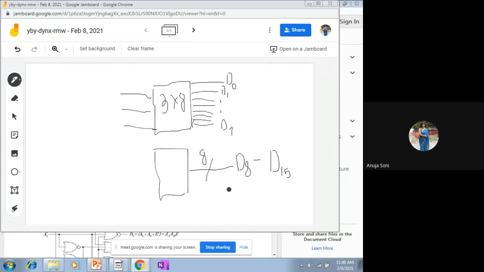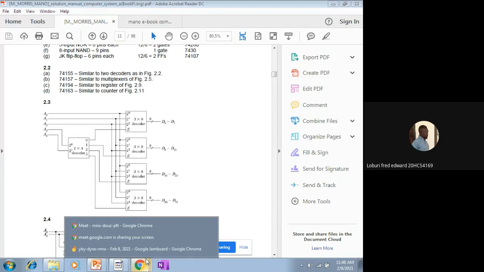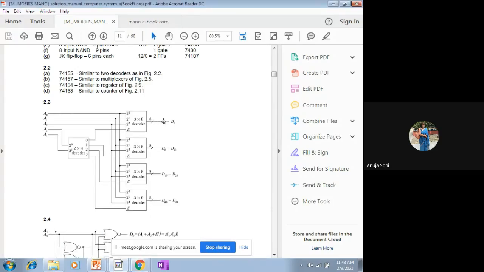Now should I switch to the next question? Yes, I got it. Ma'am, this diagonal line represents 8 lines? Yes. So if in a 2x4 decoder we have 4 output lines and want to combine them, you would have written a 4 in place of this 8, and you would have written D0 to D3. Is that okay? Okay.